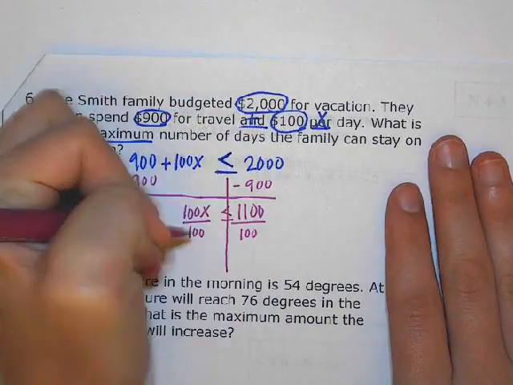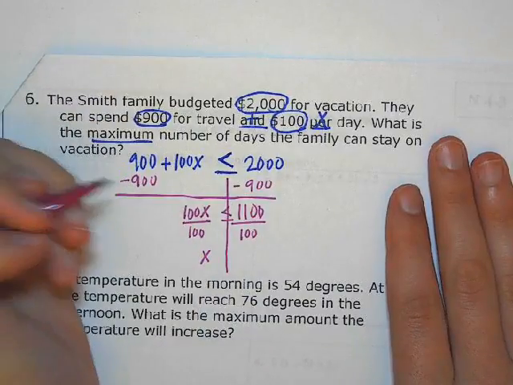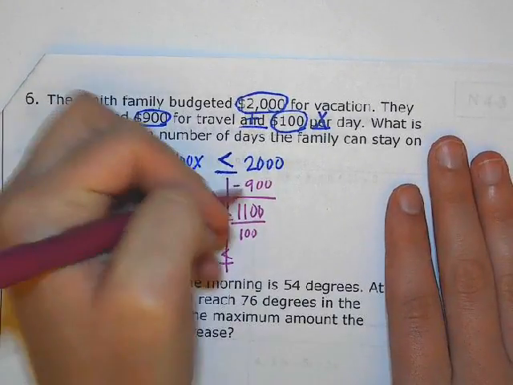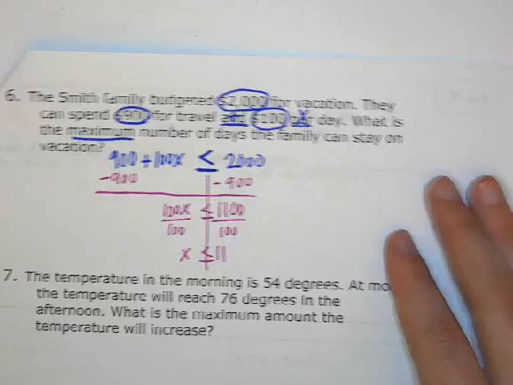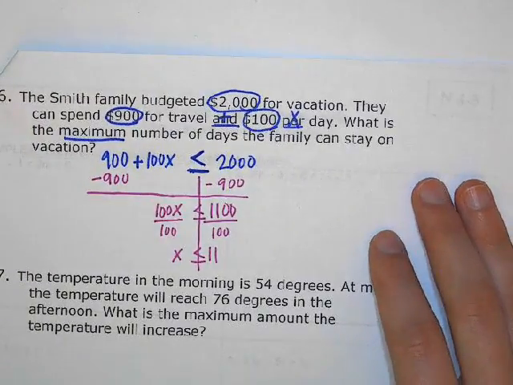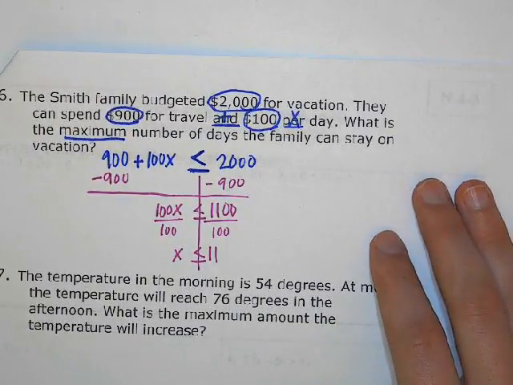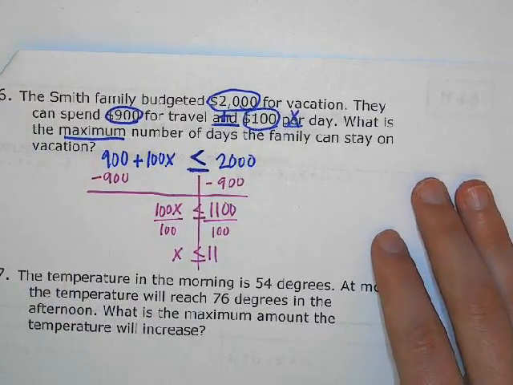Do I need to flip the symbol on this one? No, because I'm not dividing by a negative, which is 11. You just did more work than we even needed to. You could just do it in your head. Well, this one, yes, you could probably do this in your head, but there are problems that you won't be able to do in your head.